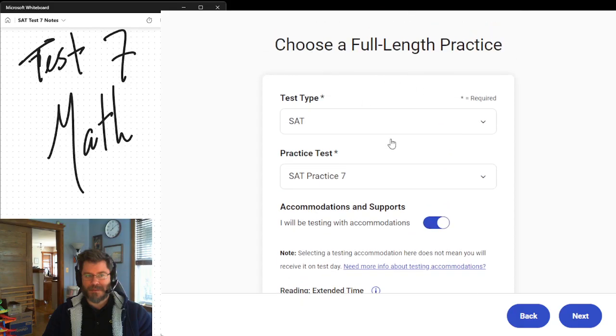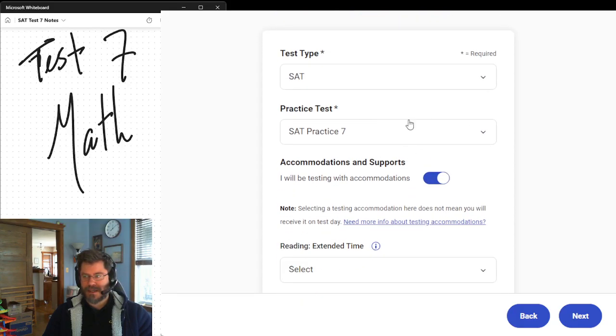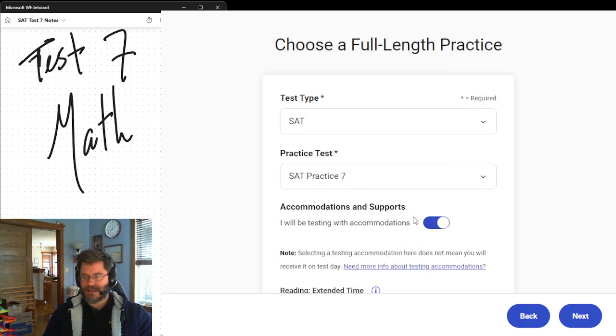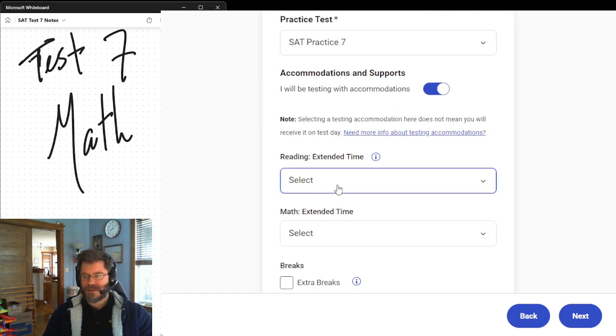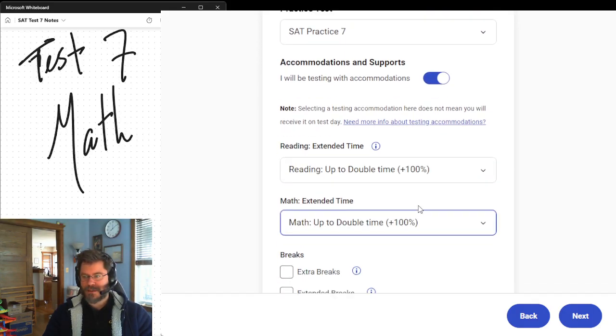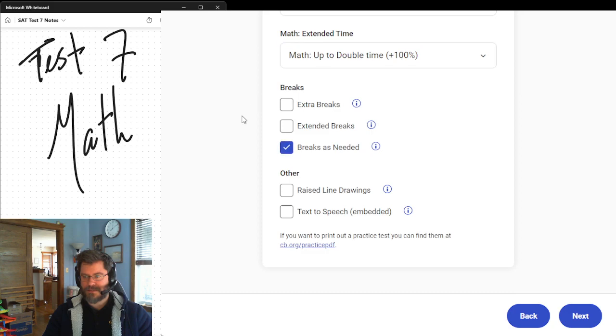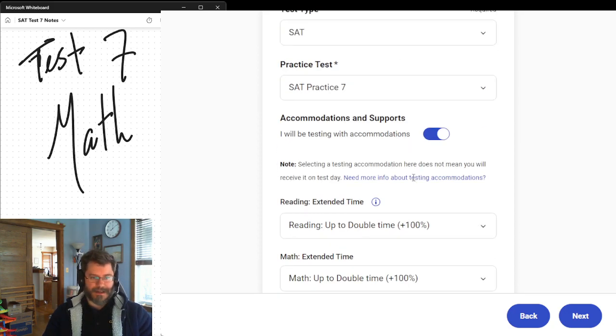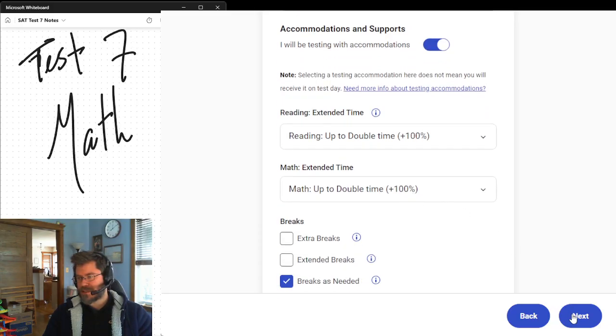So in the Blue Book app, when you log in and go to your practice tests, you can select this toggle to give yourself extra time. I'm going to go ahead and use double time and breaks as needed, so I could probably pause and explain if we come across something that's going to be strange here.